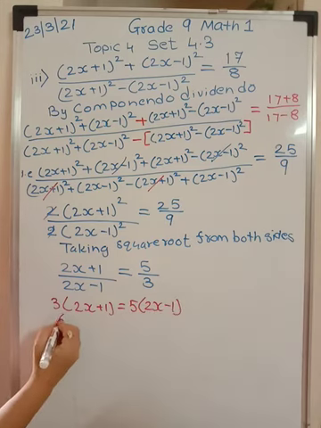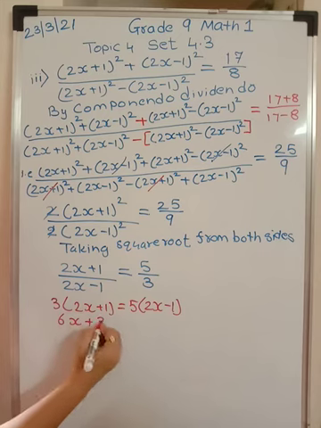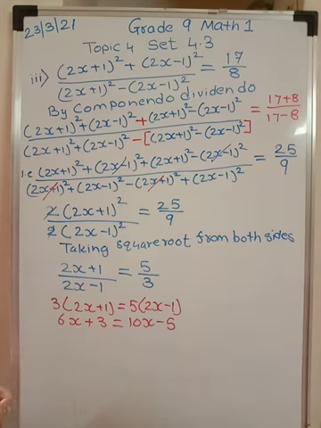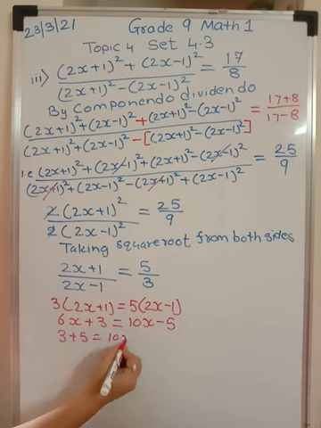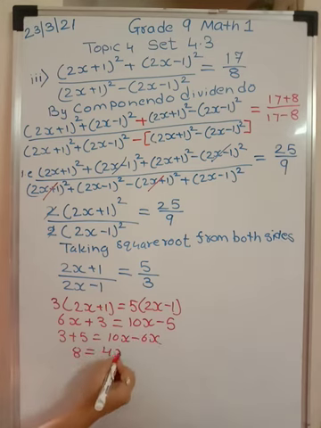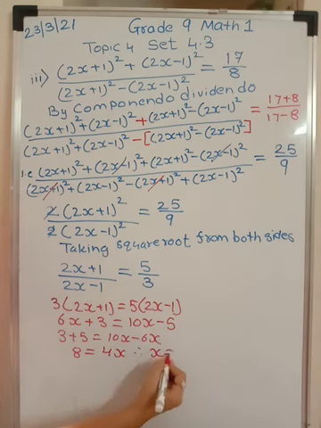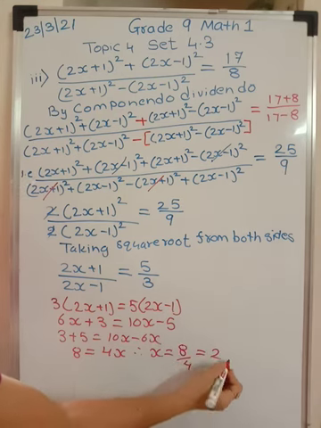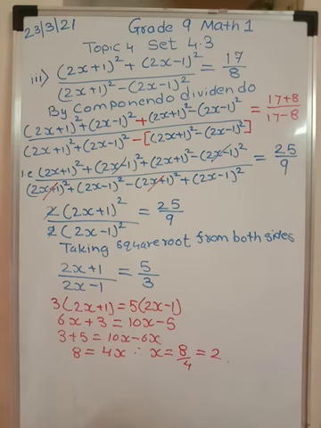Okay, so 3 2s are 6x plus 3 1s are 3 is equal to 5 2s are 10x minus 5. Take all x terms together and numbers together. 3 plus 5 will be equal to 10x minus 6x. So 8 will be equal to 4x. Therefore, x will be 8 upon 4, which is equal to 2. So you got value of x is equal to 2. So what you should be writing? x is equal to 2 is the solution of the given equation.